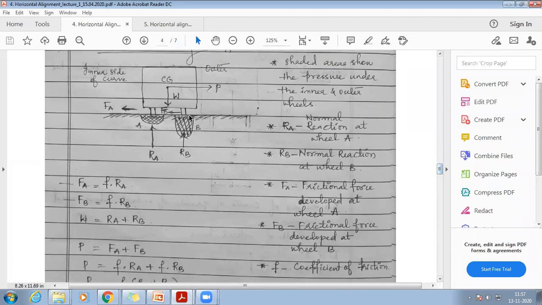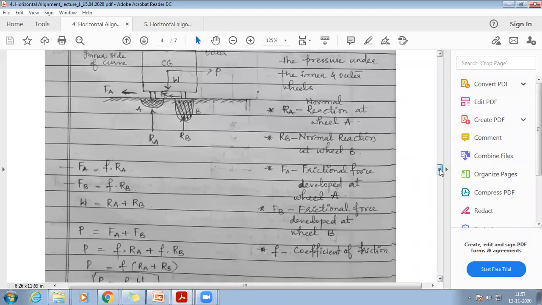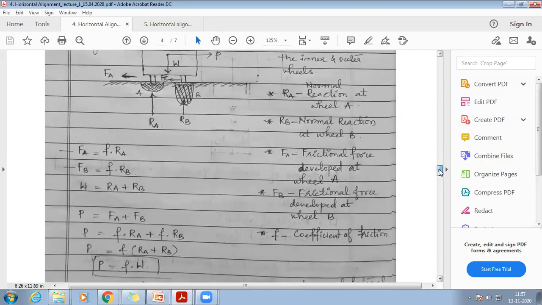Now we are going to equate the horizontal and the vertical forces. Which are the vertical forces here? You have W, self weight, correct? You have Ra and Rb, correct or not? So these are the vertical forces. I can equate it as W is equal to Ra plus Rb. You can see I've written it here. Then what are the horizontal forces? You have P and then you have Fa and Fb. Since they are in opposite directions, P is equal to Fa plus Fb.